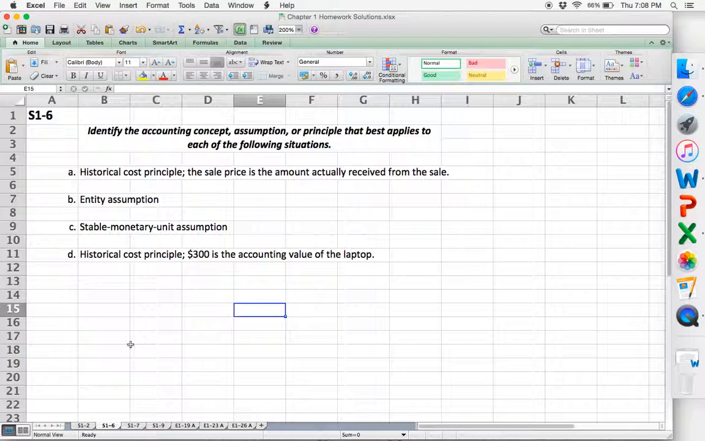So it doesn't matter what the appraisal was, it doesn't matter what the asking price was. If at the end of the day you paid $500,000 for something they thought was worth $600,000, you're going to write down the $500,000. And then the second part of this question, or the answer, is that the sale price is the amount actually received from the sale. So again, that is what you're going to write down. Moving on to letter B.